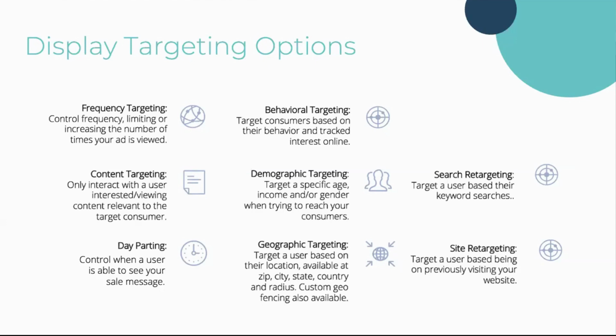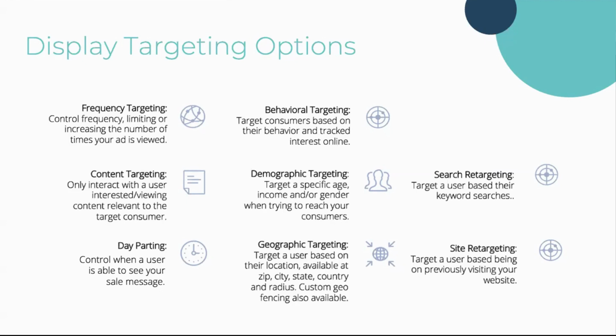Geographic targeting, I think, is pretty straightforward, but we're able to target people based on where they physically live, physically reside. We can get pretty detailed with that down to zip codes, cities, states, counties, and then we can get even more specific with geographic targeting when we start to talk about geofencing and getting down to specific addresses.